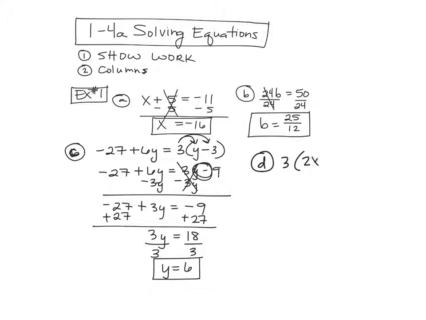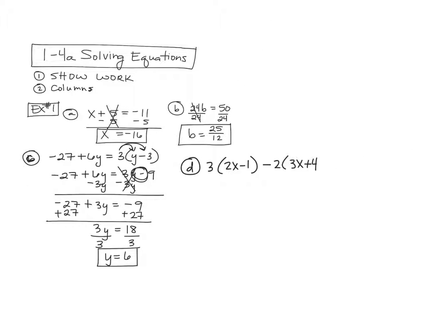3 times (2x minus 1) minus 2 times (3x plus 4) equals 11x. What do you do first? Distribute. You're going to distribute, okay? Note that your 2 is minus 2, right? So don't forget that. When we distribute our 3 here, we get 6x minus 3.